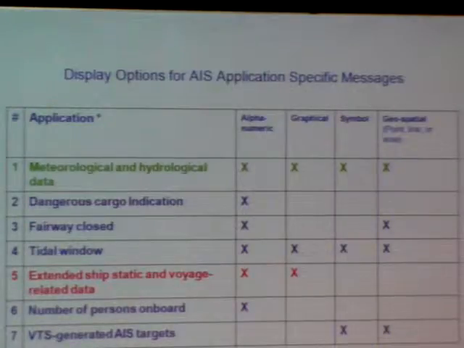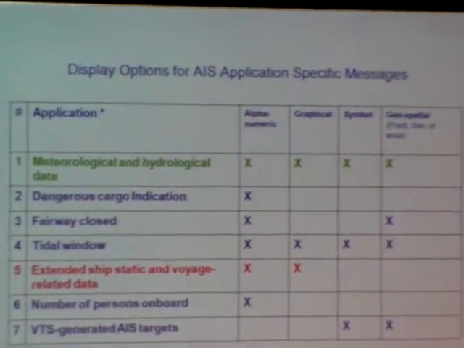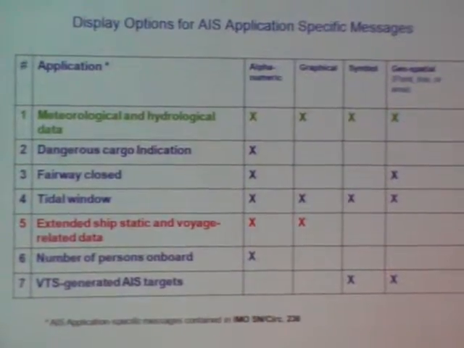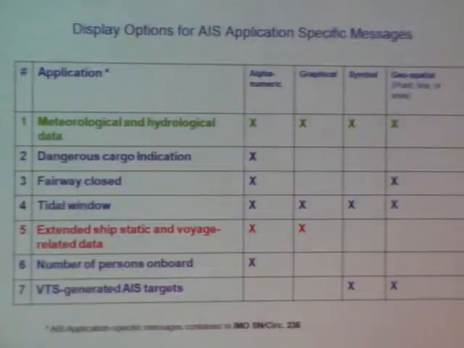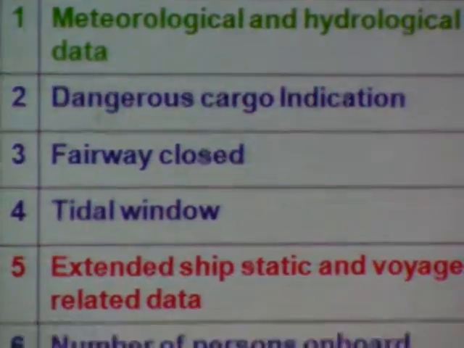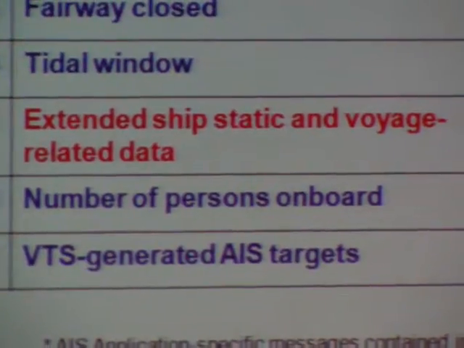A good example is that they have the ability to display information in 4 basic ways. This is a test question, gentlemen and ladies: alphanumeric, graphical, symbol, or geospatial. I've briefly mentioned some of the meteorological and hydrographic or hydrological.